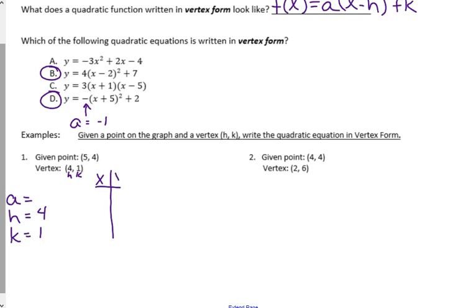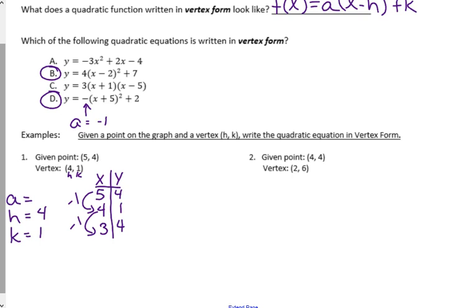So what we can do is take a table and put our first point, and then our vertex. We'll always stick the vertex in the middle, and we're going to keep the same y value as our first point. Then we ask ourselves, how did I get from 5 to 4? Well, to get from 5 to 4, I subtract 1. So to move to the next point, I'm going to do the same thing. So this is going to be 3.